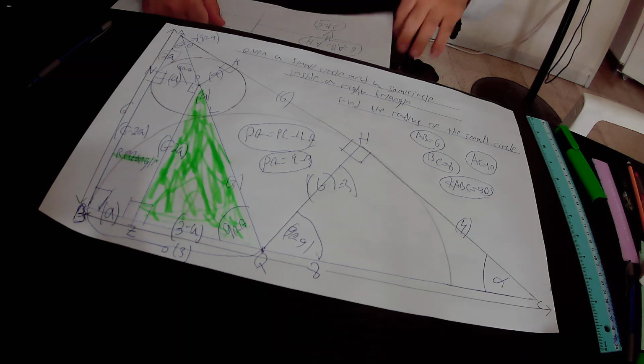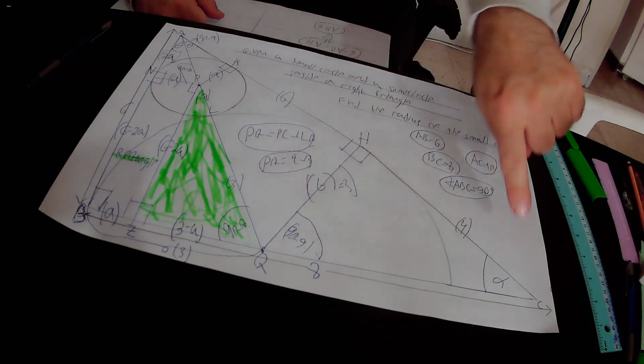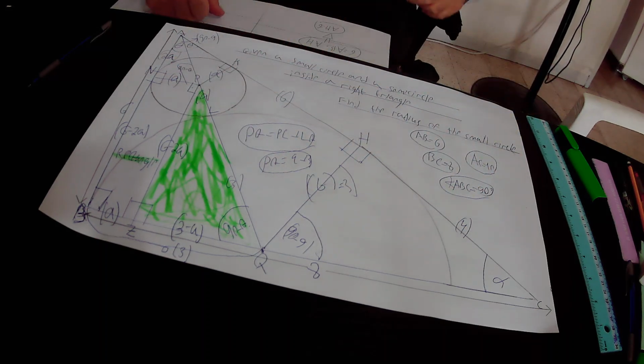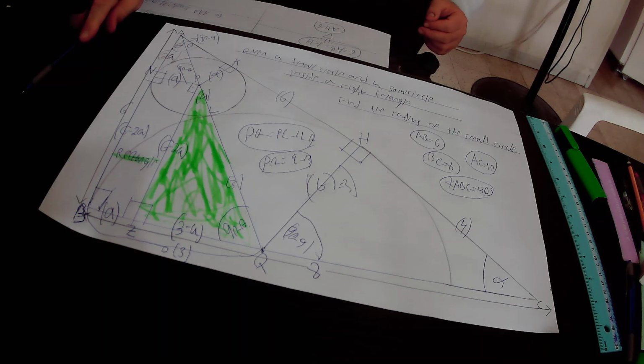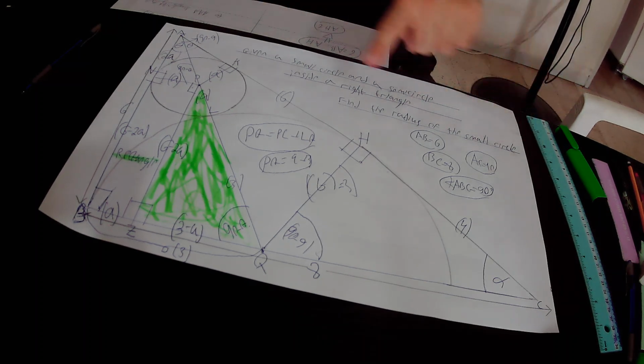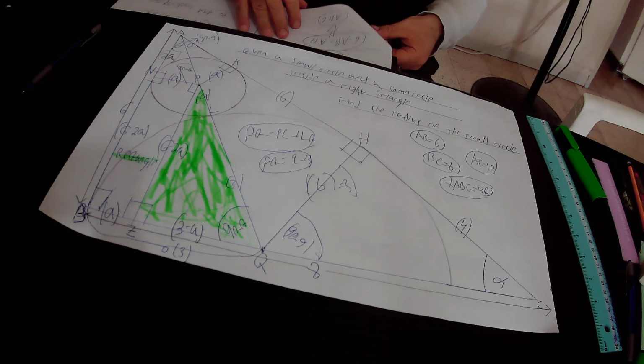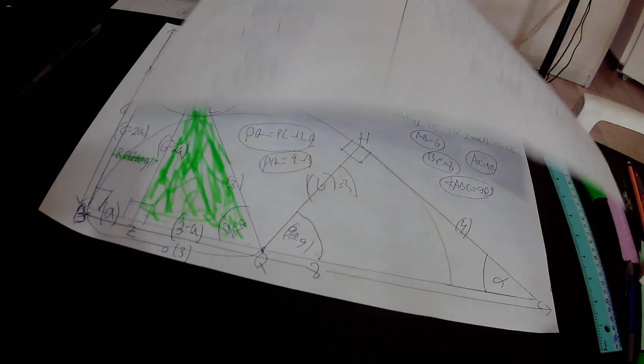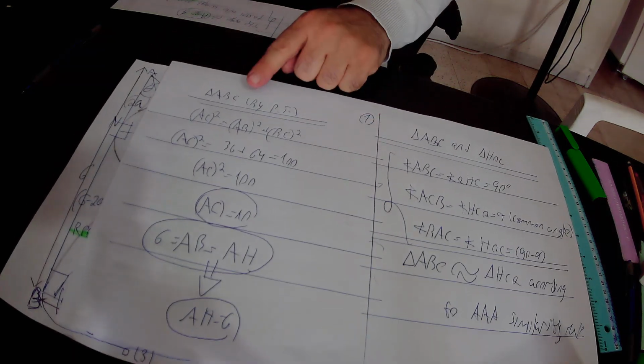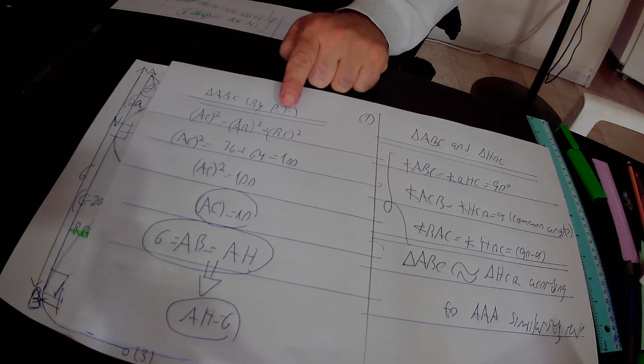So first of all, we implemented the Pythagoras theorem on this right triangle ABC. According to the Pythagoras theorem, in any right triangle, the square of the hypotenuse equals the sum of the squares of the perpendiculars. The hypotenuse of this right triangle ABC is AC. Therefore, AC squared must be equal to AB squared plus BC squared.